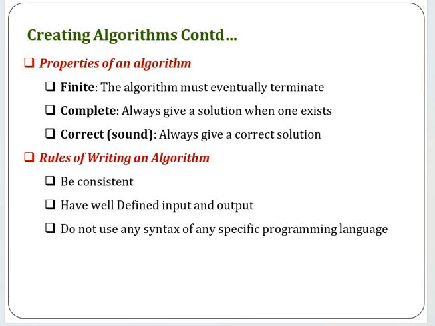Okay. And then rules for writing an algorithm to ensure clarity and effectiveness. We can follow consistency, that is, use consistent notation and terminology throughout the algorithm. Well-defined input and output, that is, clearly specify the type and format of input data and the expected output. And language independent, that is, avoid using syntax specific to any programming language. The algorithm should be expressed in plain language or a pseudocode-like format. We'll see what pseudocode is in the next lecture.